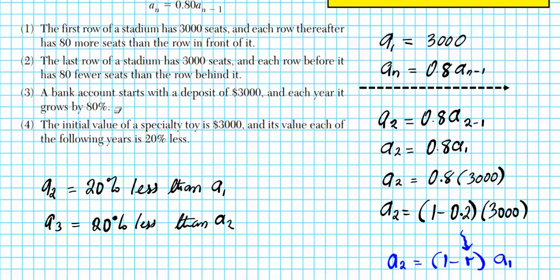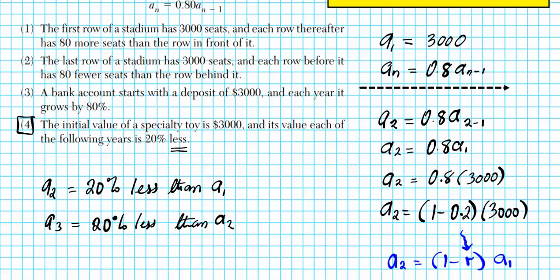If you zoom down to option number 4, it says the initial value of the specialty toy is 3000. So A1, the initial value, is 3000, and its value each of the following years is 20% less. That's exactly what you're looking for because of that minus. So the answer for option number 10 is number 4.